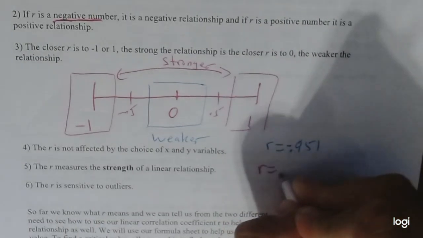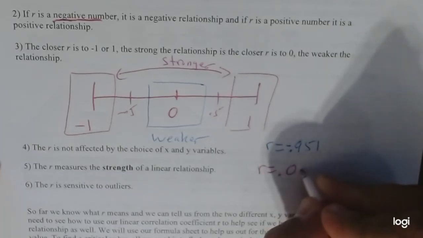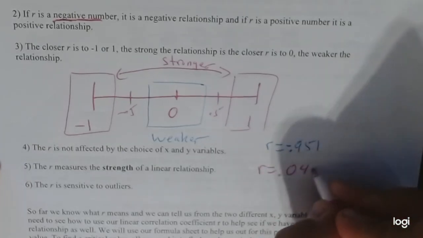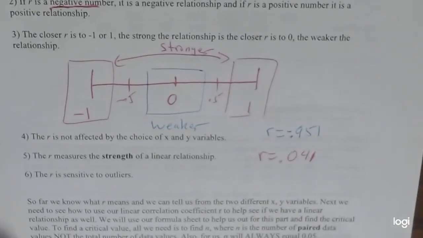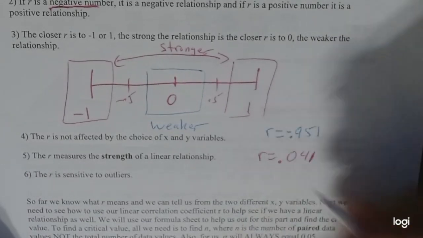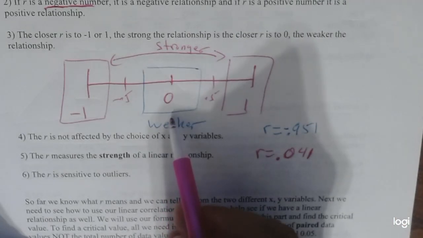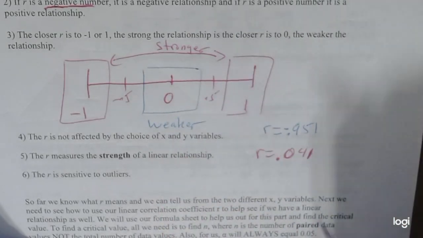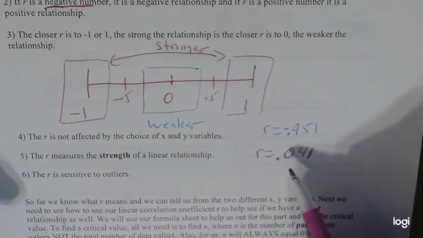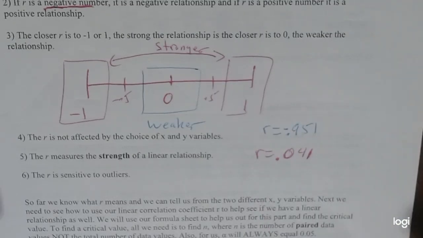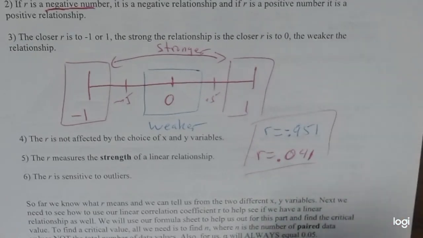Another example we would say is 0.041, for instance. Okay? Well, 0.041 is closer to 0, correct? So therefore it's weak. However, it's also positive, right? So this would be a weak positive relationship. So that's it, right? The sign tells you if it's plus or minus, and the number tells you if it's weak or strong, depending on where it lands.